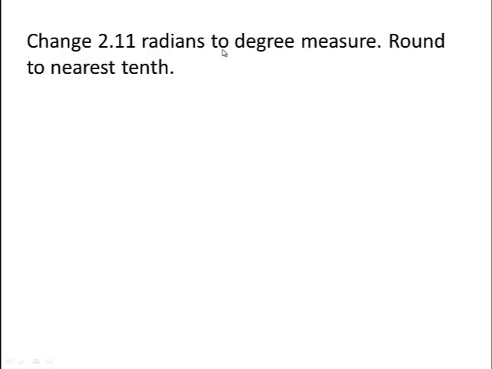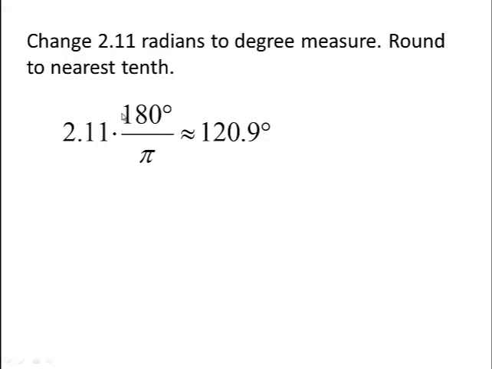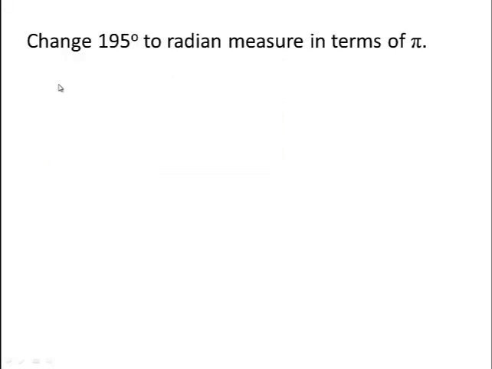Change 2.11 radians into degrees, round to the nearest tenths. Multiply that by 180 over pi, because these are equivalent. 1 pi radians is half a circle, just as 180 is half a circle. Times 2.11, you get approximately 120.9 degrees.